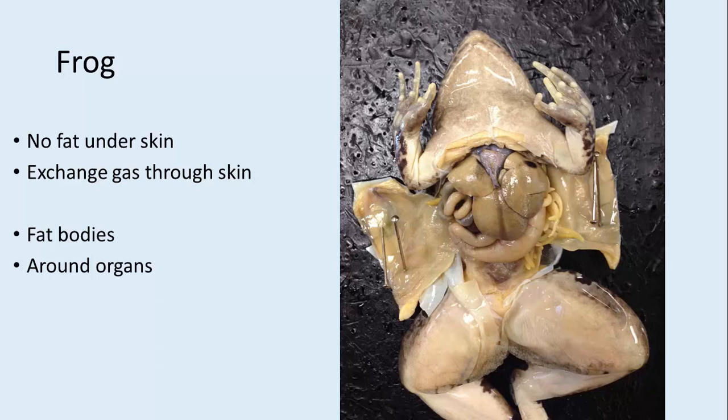The reason for this is that they can carry out gas exchange through their skin, and if there's a fat layer there, they would be unable to do that. So the way frogs typically store their fat is in these structures called fat bodies, and the fat bodies are attached to the dorsal side of the body, and those finger-like structures spread over on each side of the body around the organs of the frog.